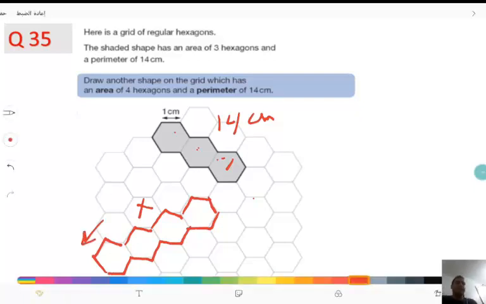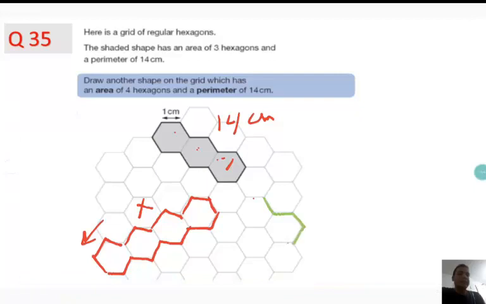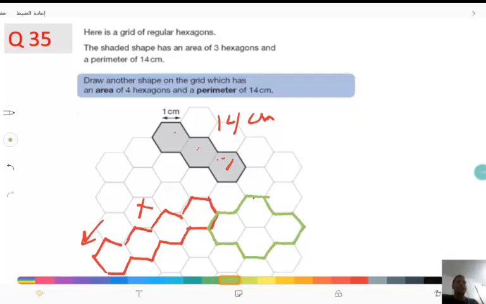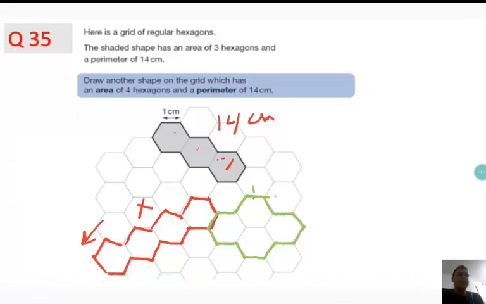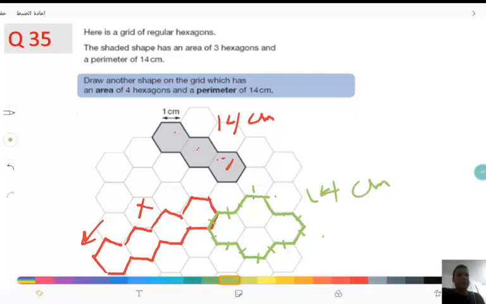If three hexagons follow each other like that, it is 14 centimeters, so we can't add one more; of course it will be more than 14. The correct answer is to draw at different levels, top and bottom, to avoid getting more perimeter. Here I draw 4 hexagons and they have a 14 centimeter perimeter: 1, 2, 3, 4, 5, 6, 7, 8, 9, 10, 11, 12, 13, 14. This is the correct answer.